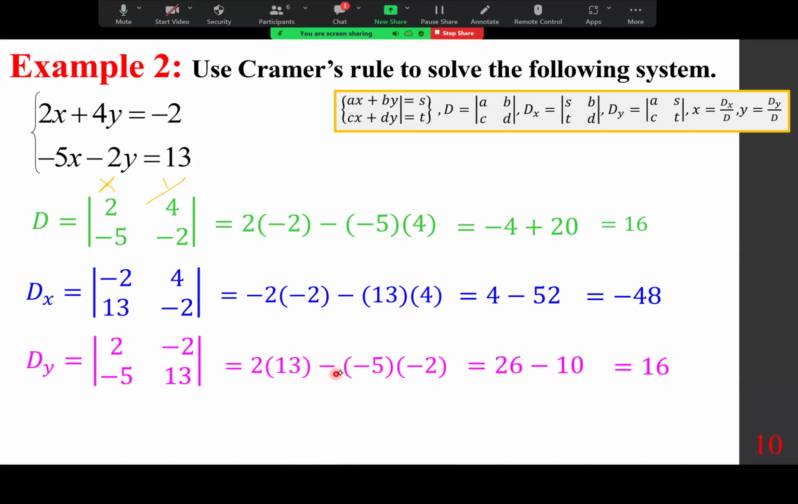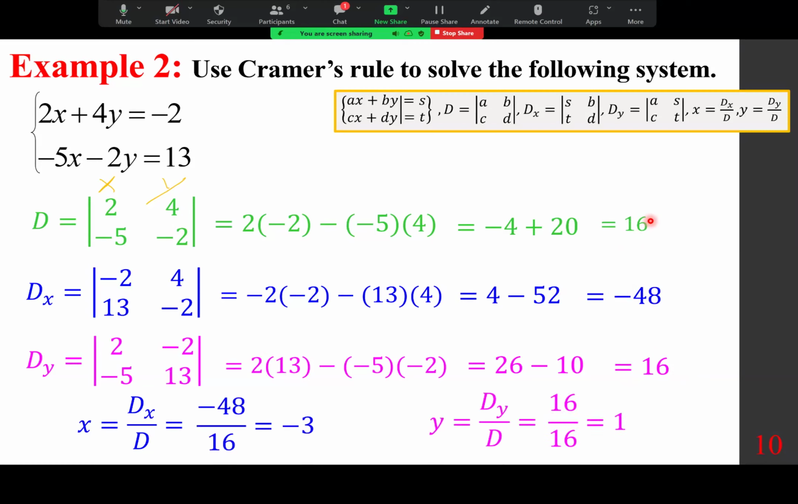Now, x is D sub x divided by D. So first, understanding the D and D sub x and D sub y. Now we divide this one by this one to get x, this one by this one to get y. So D sub x, negative 48, divided by D, which is 16, results in negative 3. For y, we divide D sub y by that, and that gives us 1.